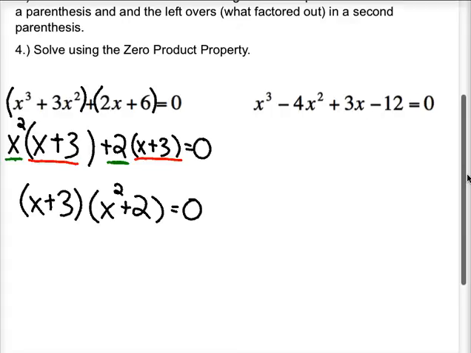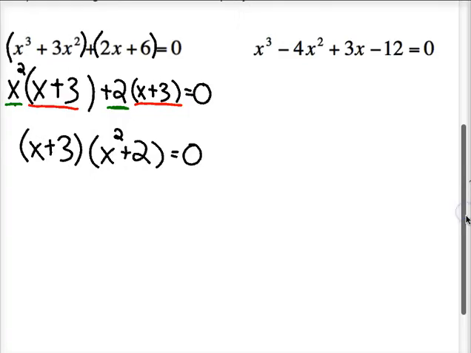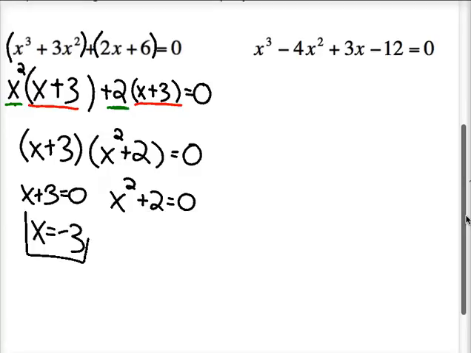So that means from here I can use the zero product property to finish this. Zero product property says I can set both equal to 0. So I get x equals -3.